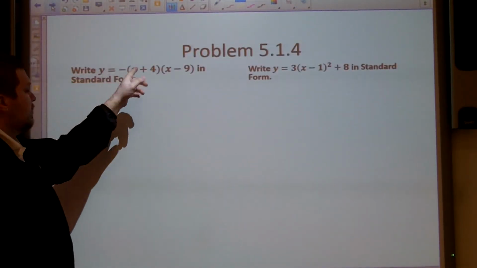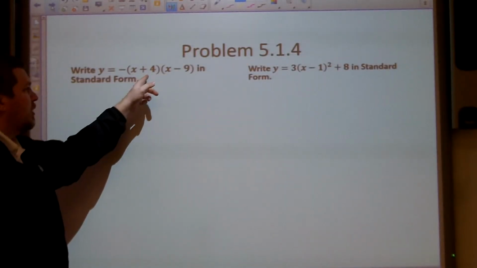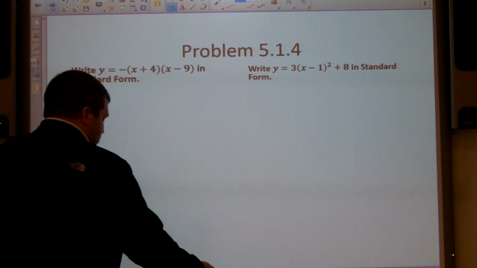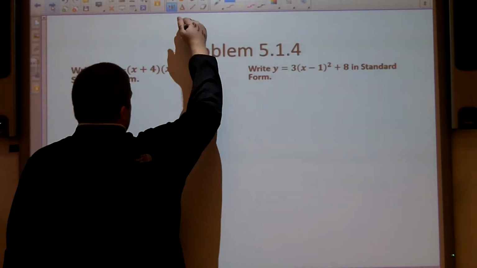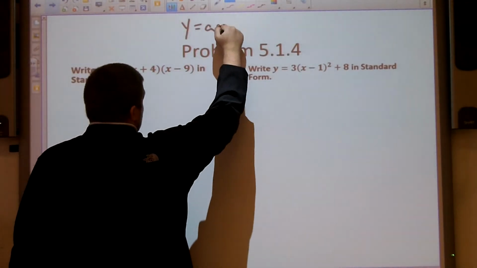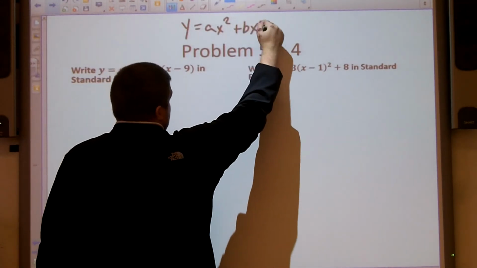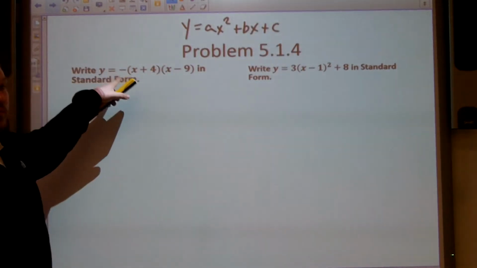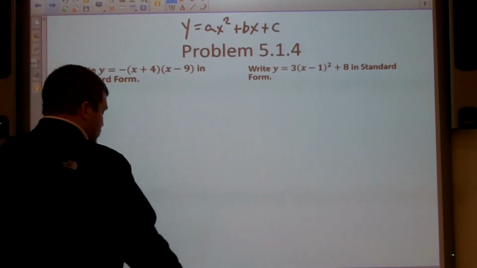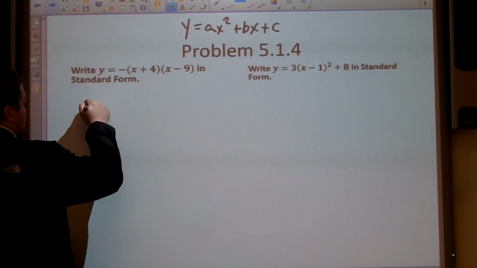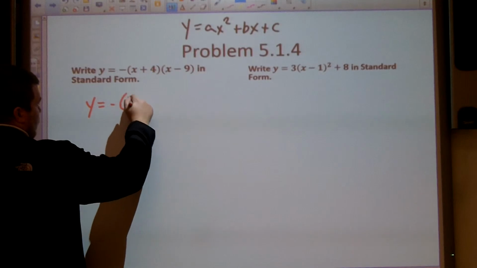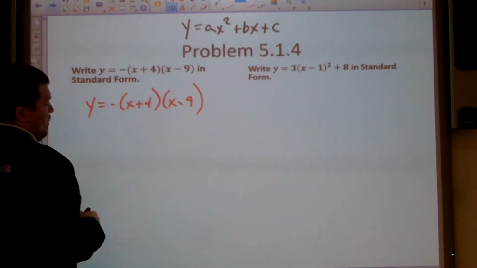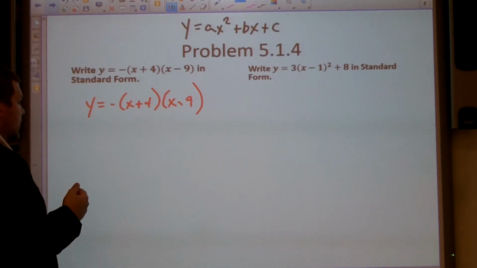Okay, so I want to take this one at a time. Here I have one in factored form. I want to write it in standard form. So just remember, standard form, let's write it at the top so we don't forget it. Y equals ax squared plus bx plus c. What I want to do first is I'm going to use the box. So I'm just going to rewrite what I have, just so I have some room to work. Okay, you can use FOIL if you prefer. I'm going to do the box.